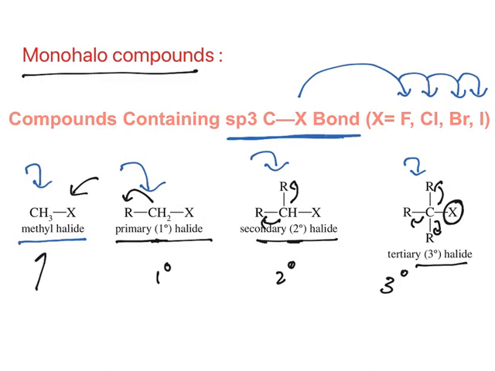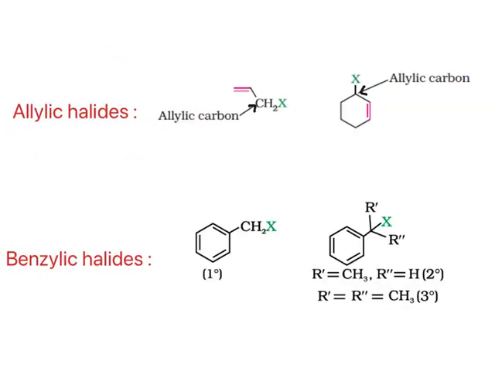Understand this one, methyl halide will not fit into this category. You say primary when to this carbon another carbon is attached. In methyl halide there is only one carbon, so it will not come under primary, secondary, tertiary. After that, depending upon the number of carbons attached to the halogen-substituted carbon, it is considered as primary, secondary and tertiary.